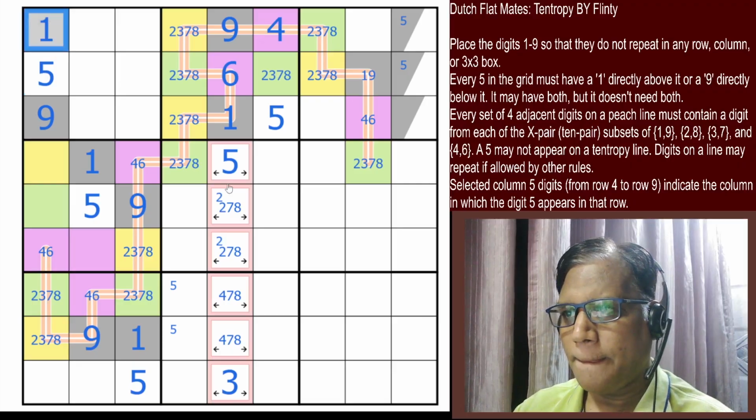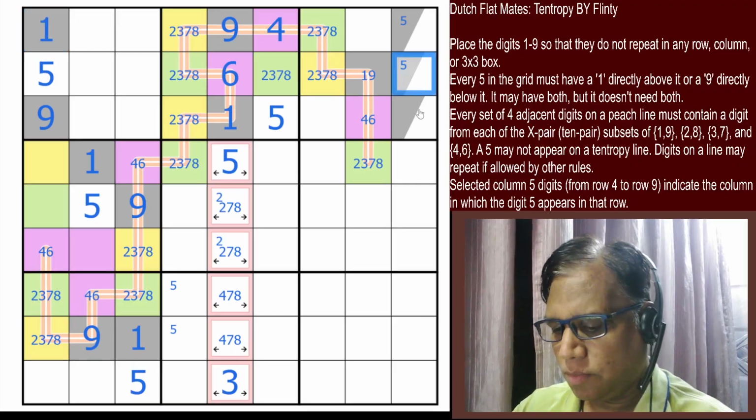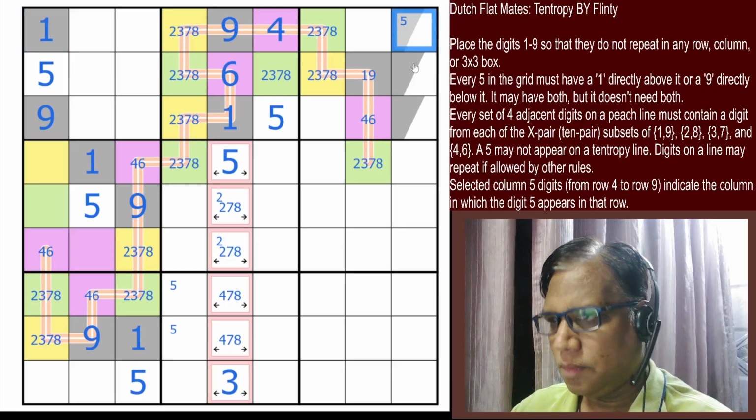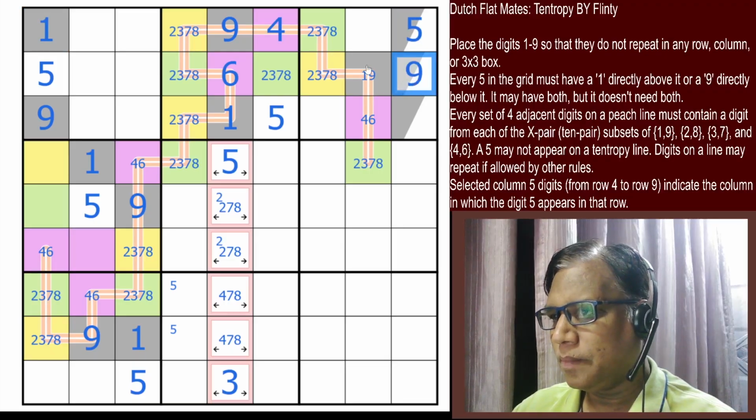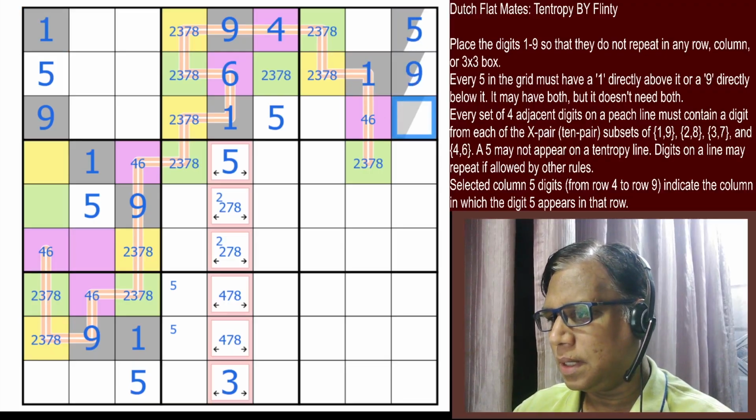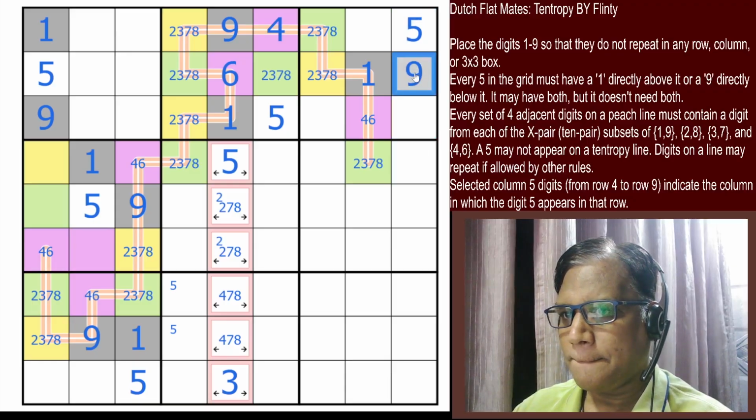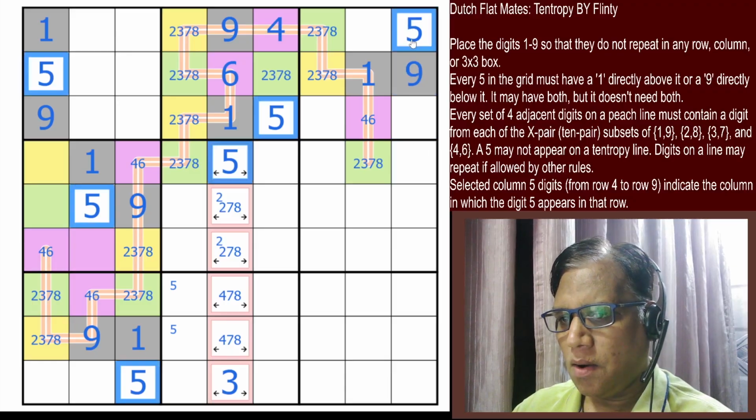That's 1. Now look, that cannot be 5, right? So that's 5. That has to be 9 now. That's 1. That's nothing. Both these lost their colors and that is 1, 9. So all the 5s are now done.